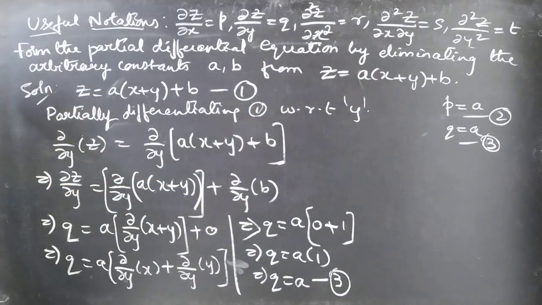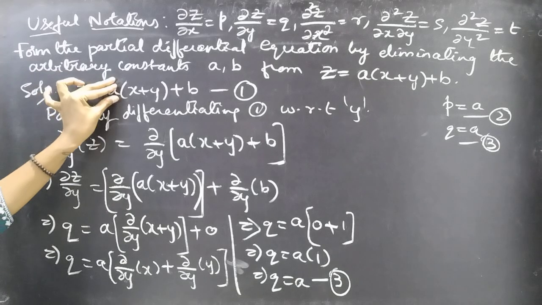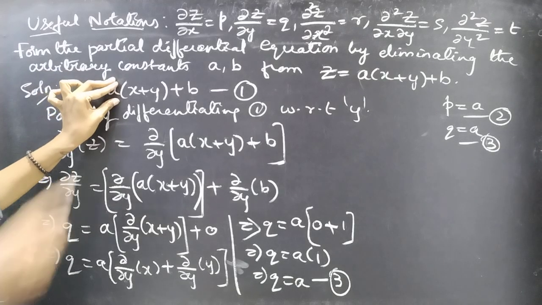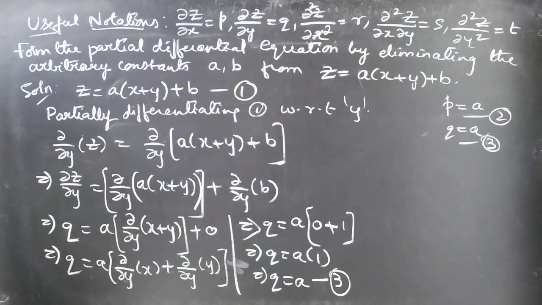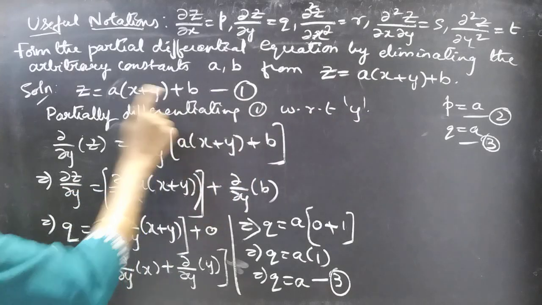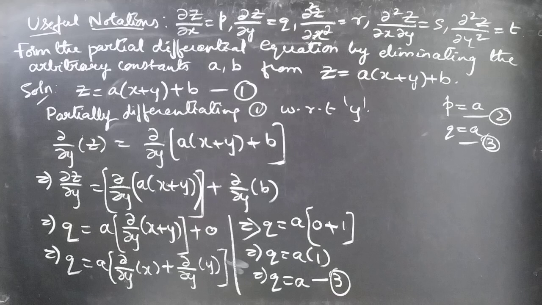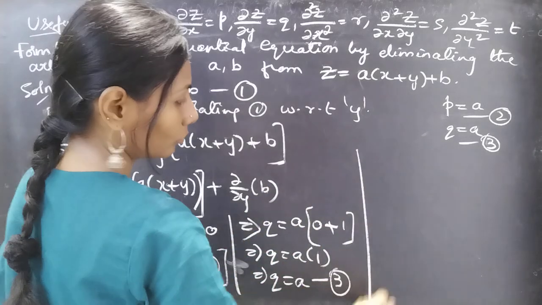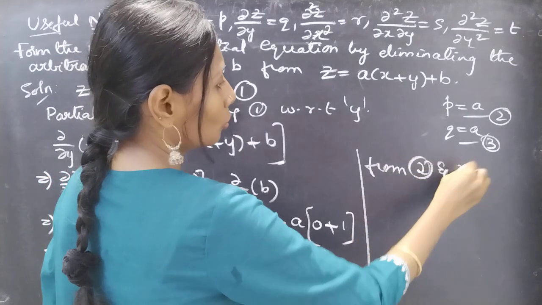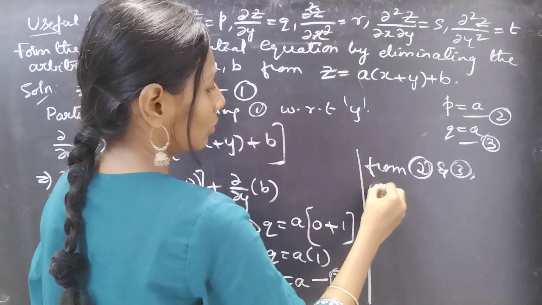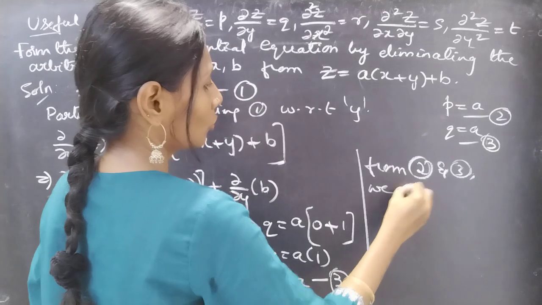Then suppose you replace A by P, you'll get P times Z equal to P times X plus Y. Still B remains, right? The constants will not get eliminated by replacing 2 and 3 in 1. So what we'll do is, from 2 and 3 we get, what will we get?